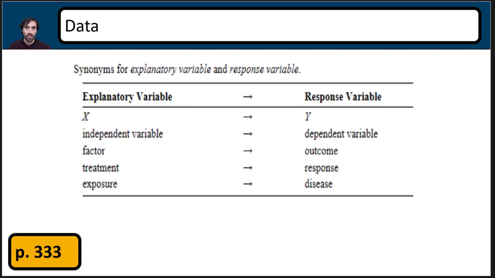All right. So again, we have our explanatory variable. There are different names for this. We have X, and we'll see X more when we work with regression the following week. We have our independent variable. We have factor, treatment, and exposure. And then on the other side would be the responses to those. So for X, it would be Y. For our independent variable, it would be our dependent variable. For our factor, it would be an outcome. For a treatment, it would be the response. For an exposure, it would be a disease.